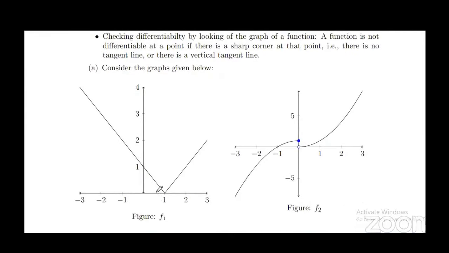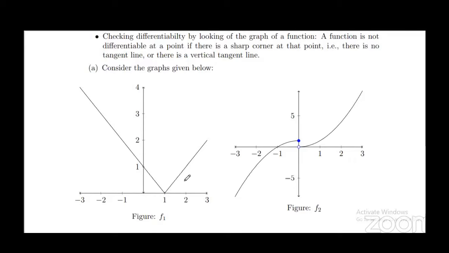Looking at the graph of a function, there shouldn't be any sharp turn at any point. If there is a sharp turn, it means that the function is not differentiable at that point, because the slope will suddenly change from this point to this point. So this function is not differentiable at the point 1. Otherwise, it is differentiable everywhere else.